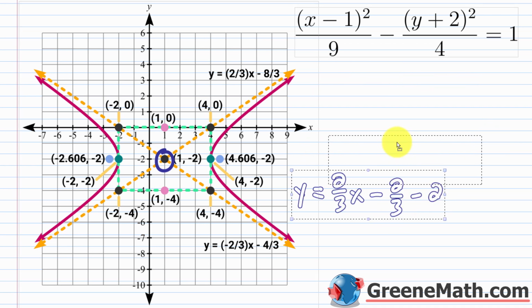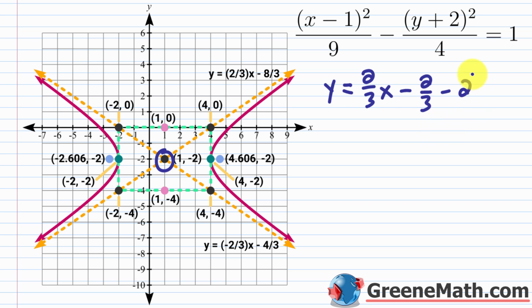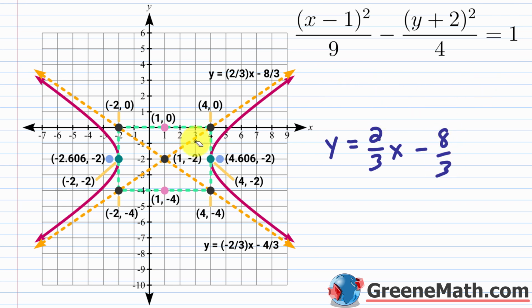So -2. And again, if you watched what I did earlier, you saw that I came up with this. And this is y is equal to 2/3 x. And then you could write this as 6/3. And -2/3 minus 6/3 is -8/3. So that is how you get the equation of this asymptote right here.